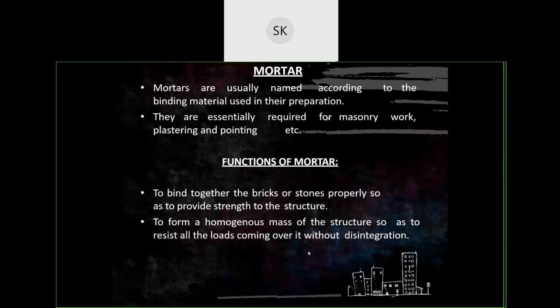Mortars are usually named according to the binding material used in their preparation. If you are using cement as binding material, it will be cement mortar. If you are using lime as binding material, it will be lime mortar. They are essentially required for masonry work, plastering and pointing. We'll see what pointing, plastering and masonry work are.